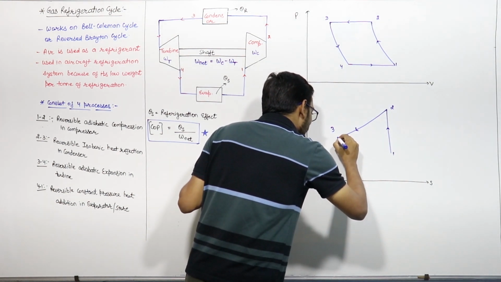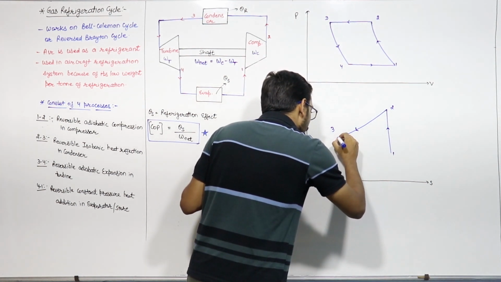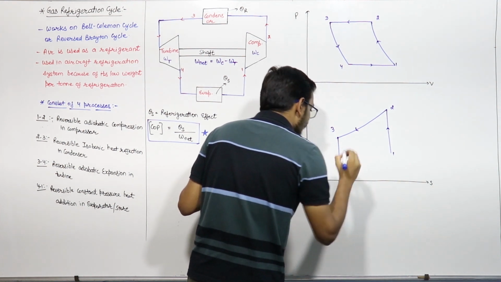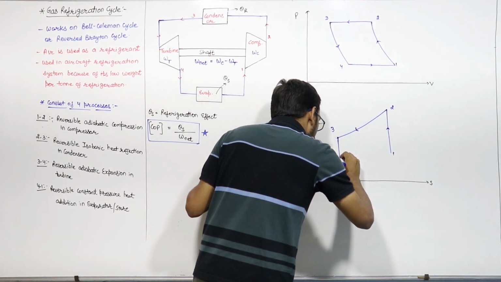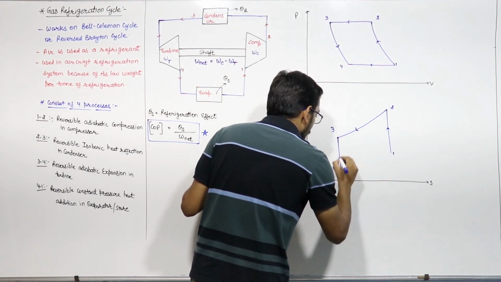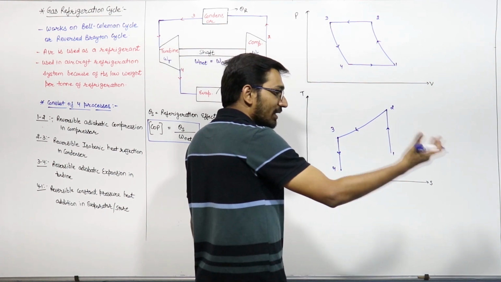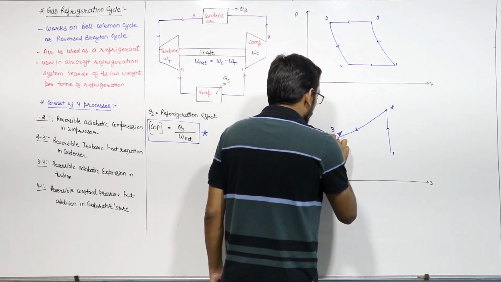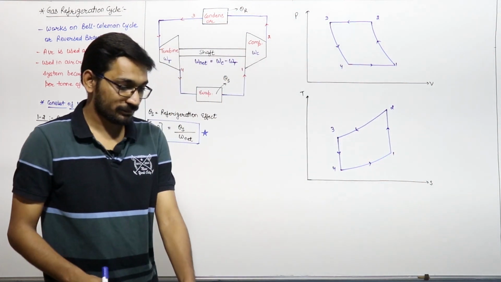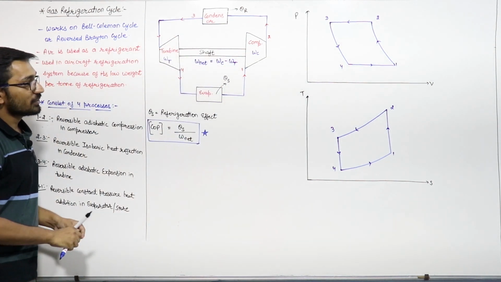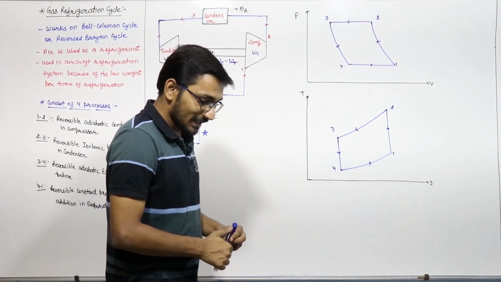3 to 4 is again adiabatic expansion, so a straight line, an isentropic process. Let us say this is 4, and 4 to 1 is again constant pressure heat addition, and if heat is added then temperature will increase. This process is 4 to 1. So this is the pressure volume diagram and temperature entropy diagram for the reversed Brayton cycle.